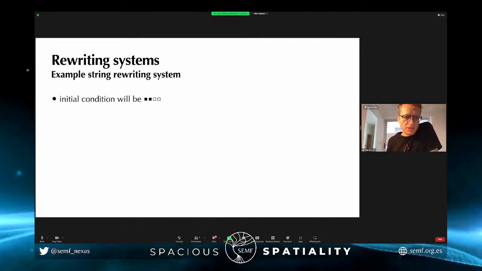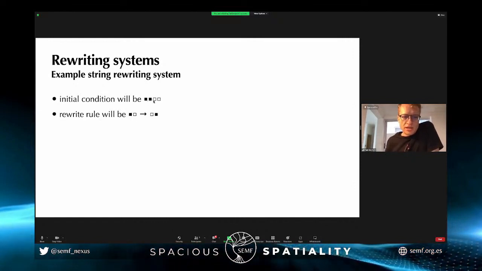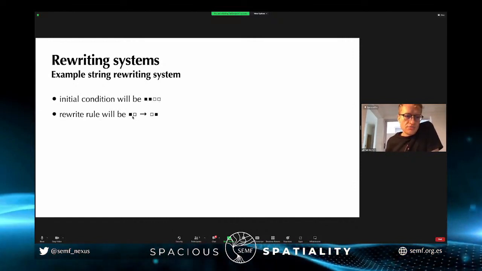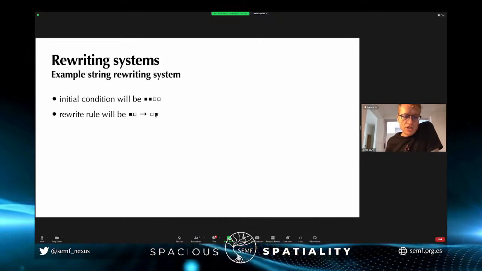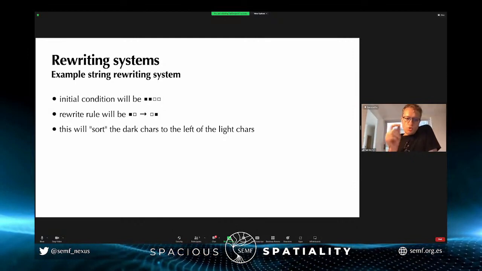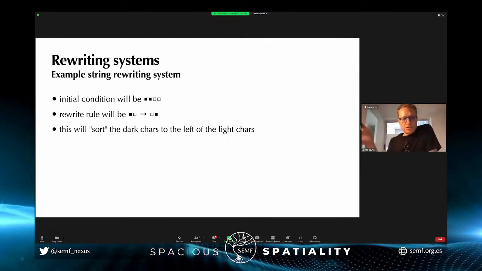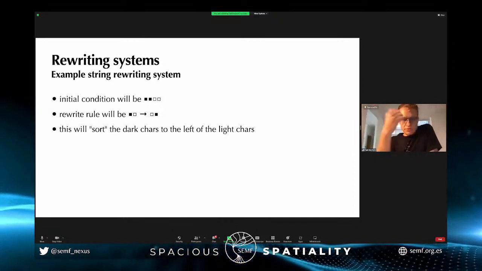So here's some examples. We're going to have a string consisting of two black cells and two white cells. And the rule will say, if we have a black and a white cell, we change that to a white and a black cell. So what they'll end up doing is actually sorting the cells so that all the black cells are on the right and all the white cells are on the left, for example.